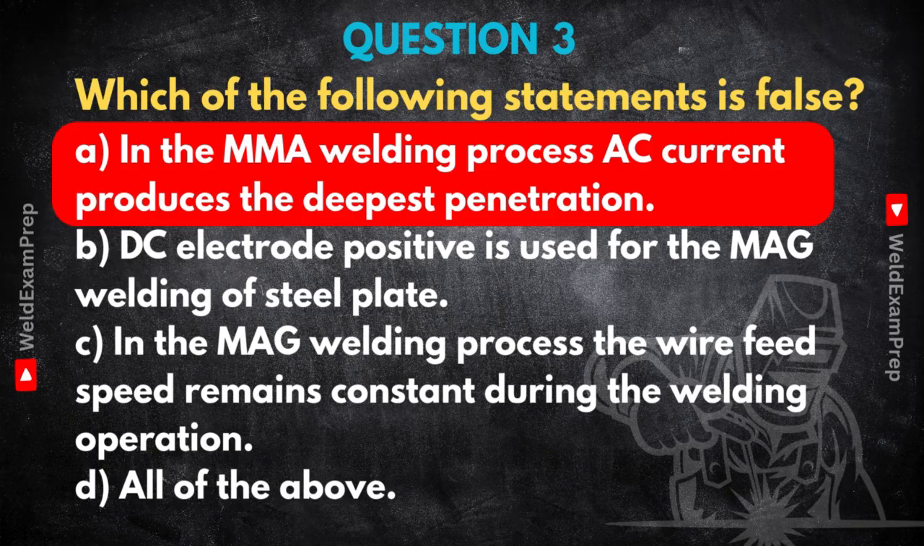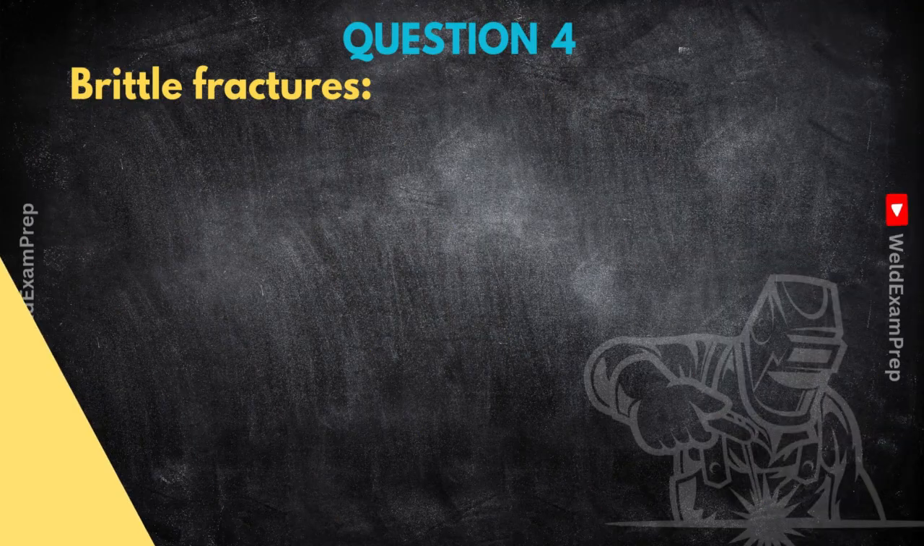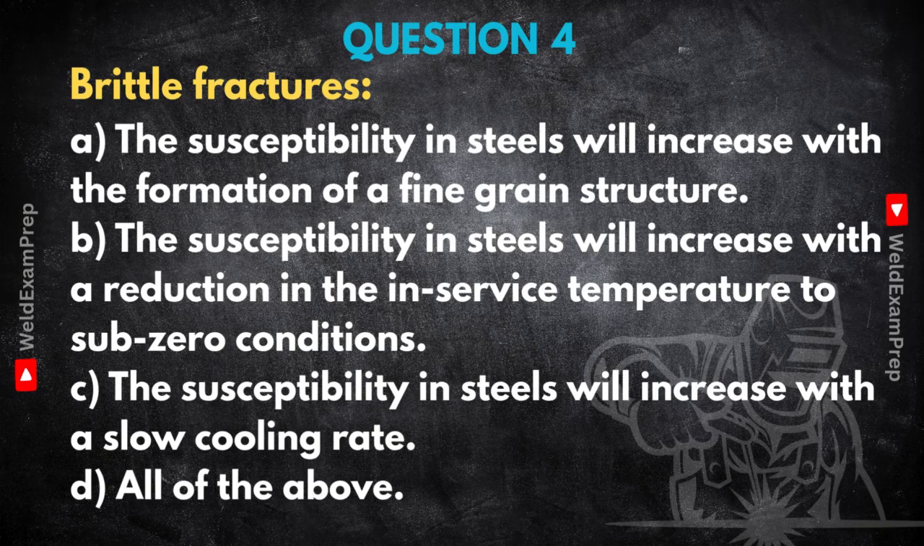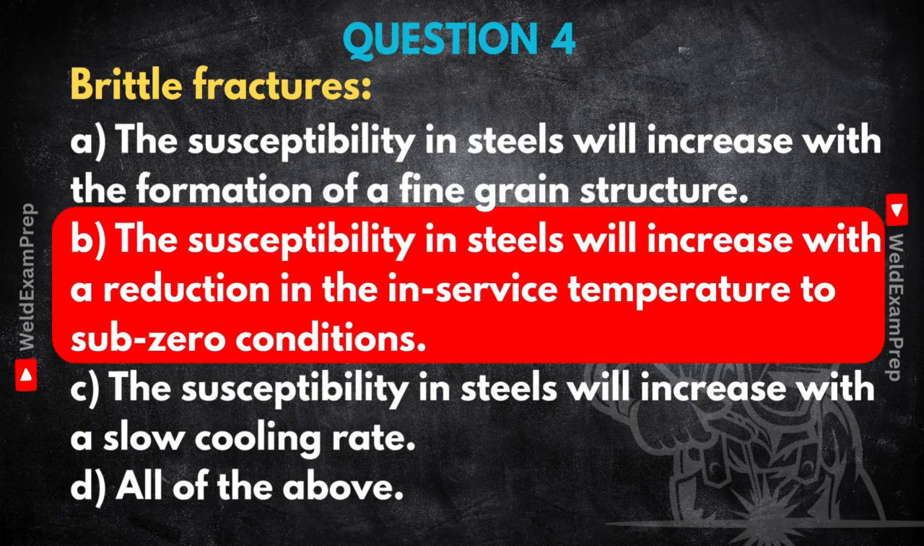All right, question 4 takes us into material behavior, specifically brittle fractures, a really critical area for inspectors. Very critical. Brittle fractures, the susceptibility in steels will increase with, and the options, A, the formation of a fine grain structure, B, a reduction in the in-service temperature to sub-zero conditions, C, a slow cooling rate, or D, all of the above. What makes steel more likely to fracture in a brittle way? The key factor here is B, a reduction in the in-service temperature to sub-zero condition.